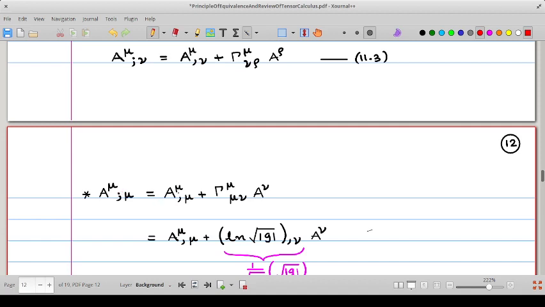So this will now be equal to, using this equation where we set ν equal to μ, A^μ_{,μ} plus Γ^μ_{μρ} A^ρ. Now ν is μ and therefore we have μ here. But now ρ is a dummy index, so I may call it ν as well. That's what I have written here.